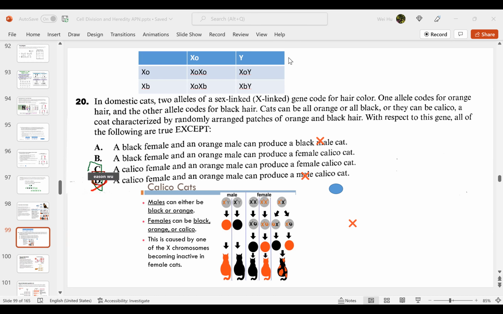So this one should be okay, right? This one is okay, right? This one is okay, right? This one's okay, right? This last one is wrong because you cannot have a calico male cat. Simple as that. Okay, so your answer is D.